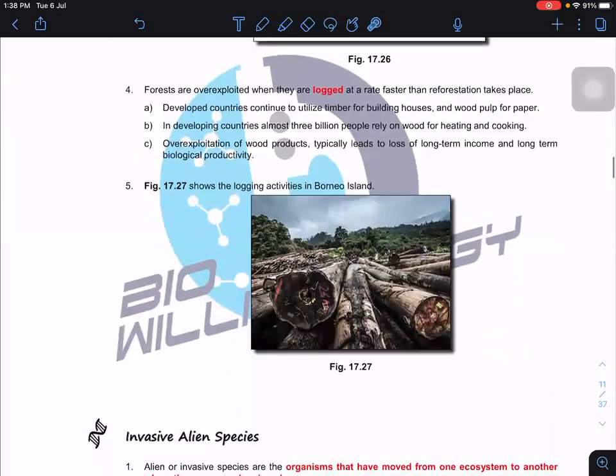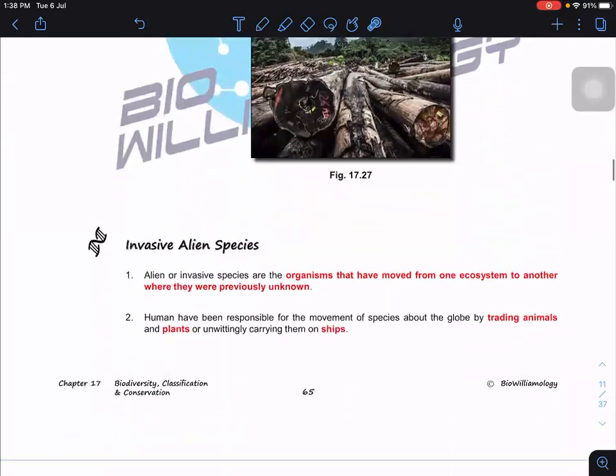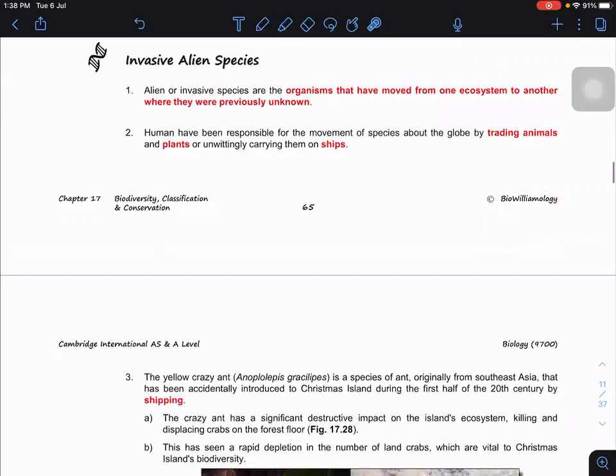So forest overexploitation can take place when trees are logged at a faster rate than reforestation. Logging activity in the Borneo Islands causes the destruction of habitats. The last one we talk about is invasive alien species. So what is an alien or invasive species? The definition is an organism that has moved from one ecosystem to another where it was previously unknown.